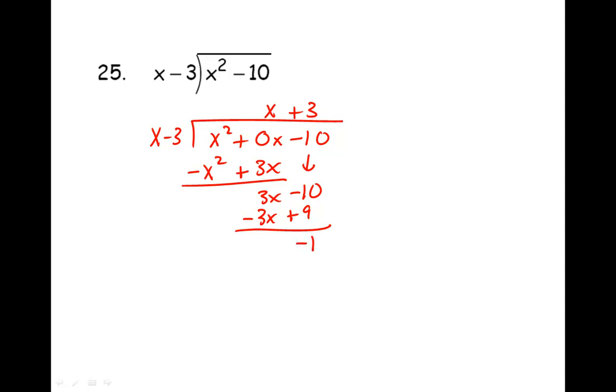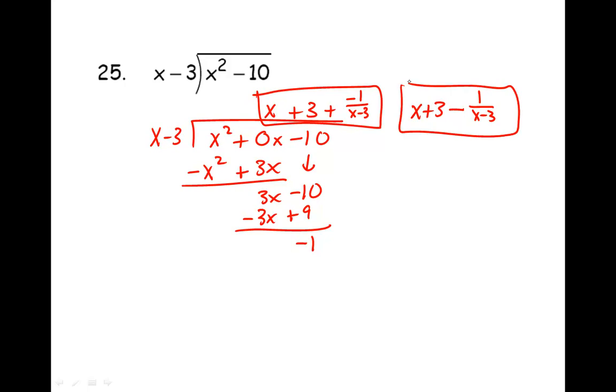So we want to take our remainder and add it. So this will be -1 over x minus 3. But be aware that this answer right here is equivalent to x plus 3 minus 1 over x minus 3. Since it is a -1, we would typically put the minus 1 over x minus 3, but be aware that those answers are equivalent.